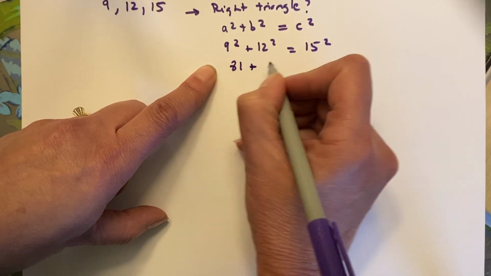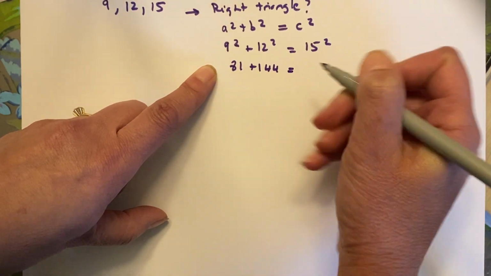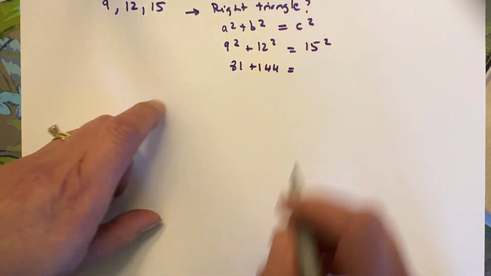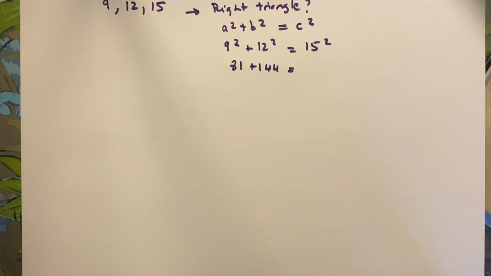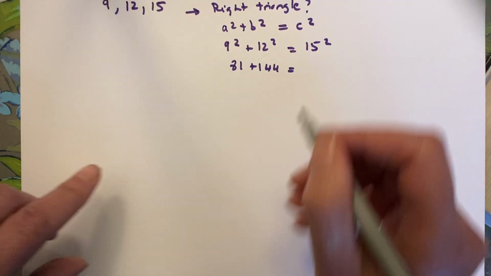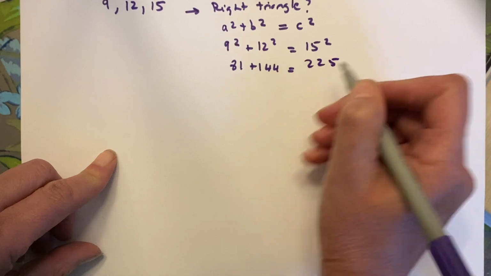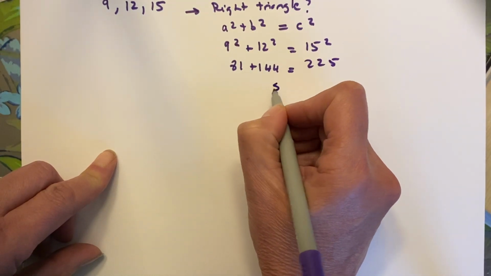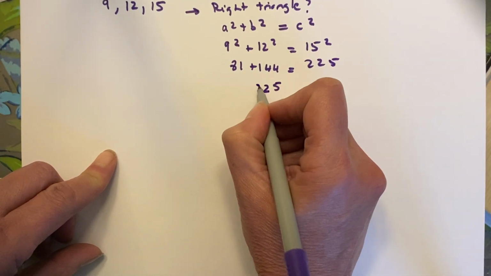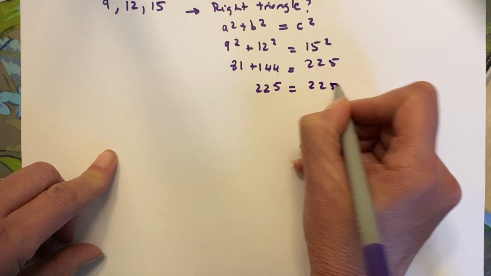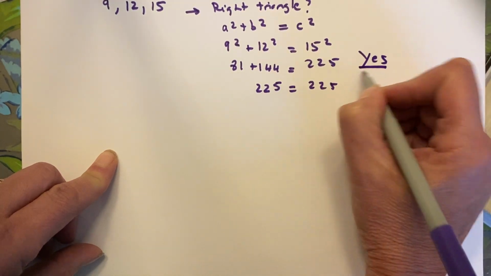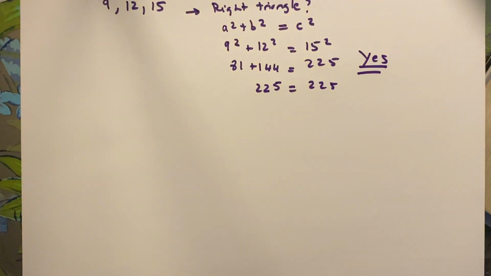Is 81 plus 144 equal to, let's see, 225, I believe. Well, let's see, 4 and 1 is 5, 8 and 4 is 12. Yep, 225 is 225, so yes, indeed, this is a right triangle.